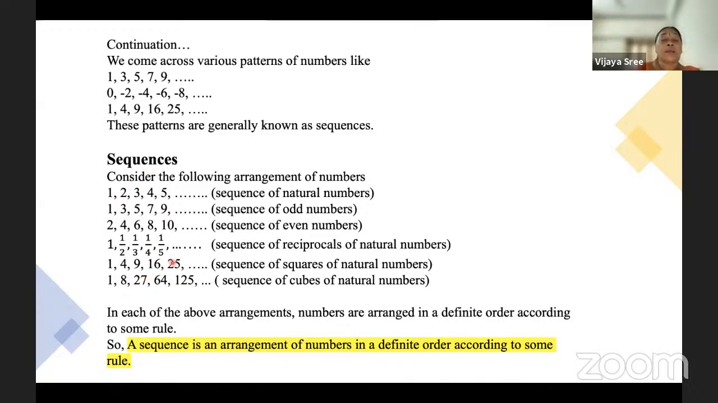In these above arrangements, numbers are all arranged in a definite order according to some rule. So, a sequence. A sequence is an arrangement of numbers in a definite order according to some rule.